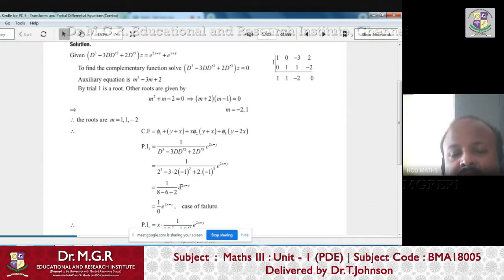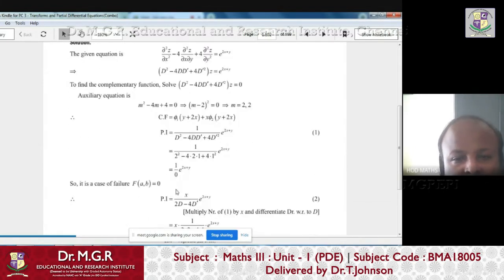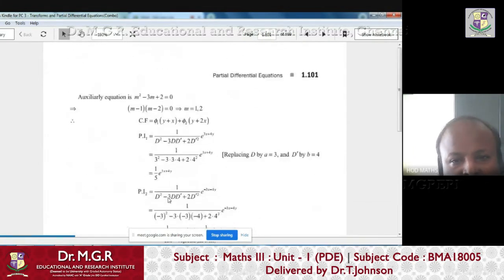Today we are going to see the same problem with a special case. Whenever we substitute d as the coefficient of x and d dash as the coefficient of y, if the denominator becomes 0, then what do we have to do? If the denominator is non-zero and you get some number, for example, last class we solved this problem by substituting d equals the coefficient of x, that is 3, and d dash the coefficient of y, that is 4, and you get some number in the denominator, then that will be the particular integral.